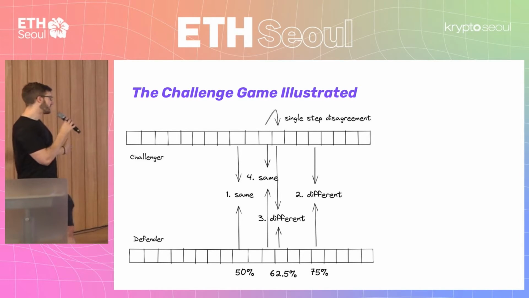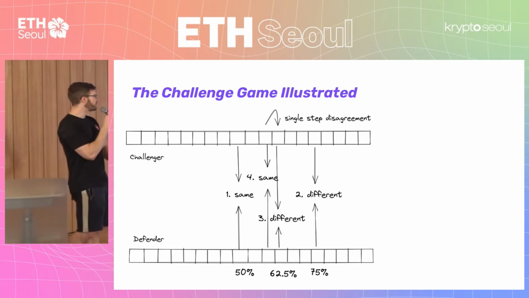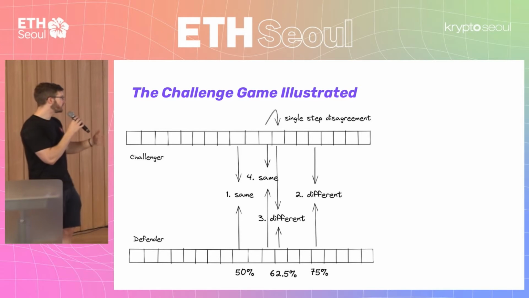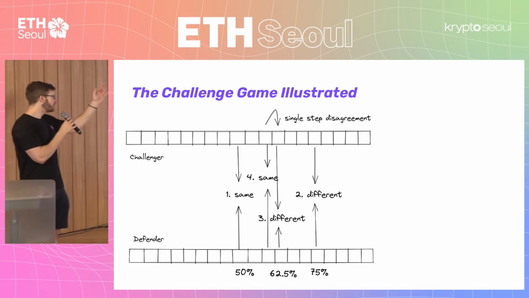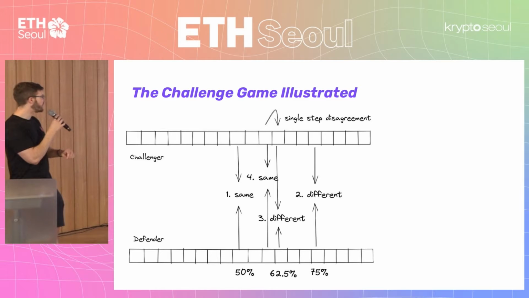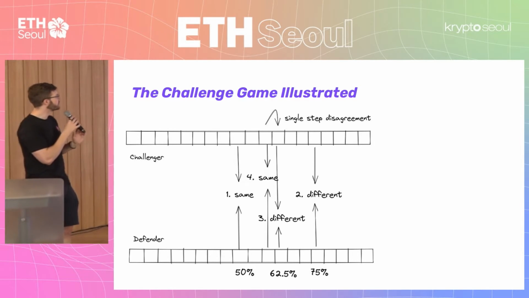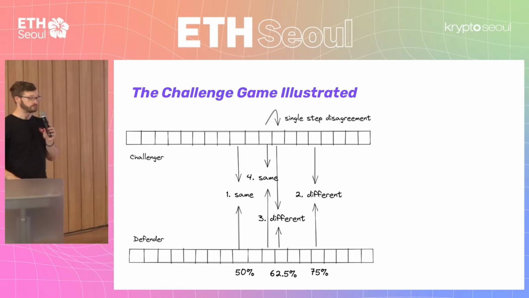So the disagreement is after the midpoint. So you go to 75%. Again, you take a hash of the memory, you compare it. In this scenario, it's different. Again, you cut it in half, 62.5. And you keep doing this until you find a single instruction that you disagree on.